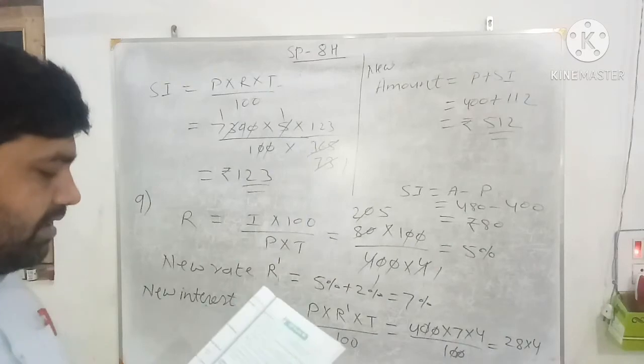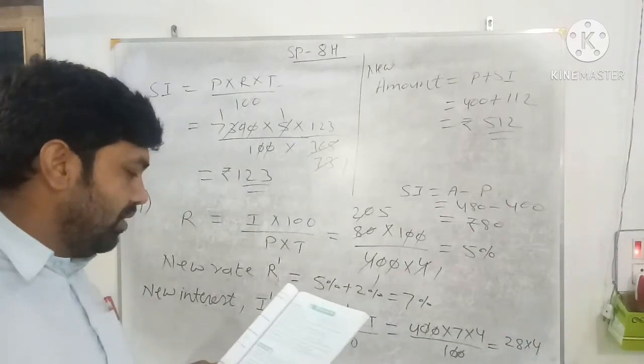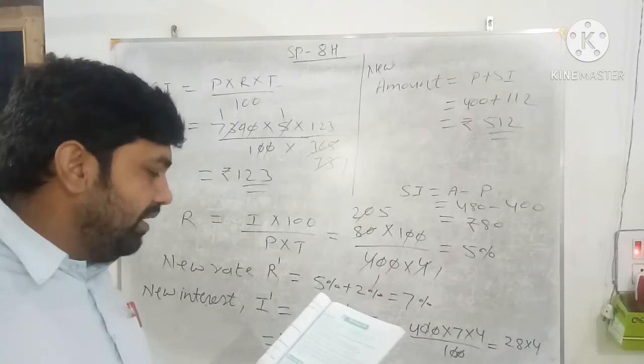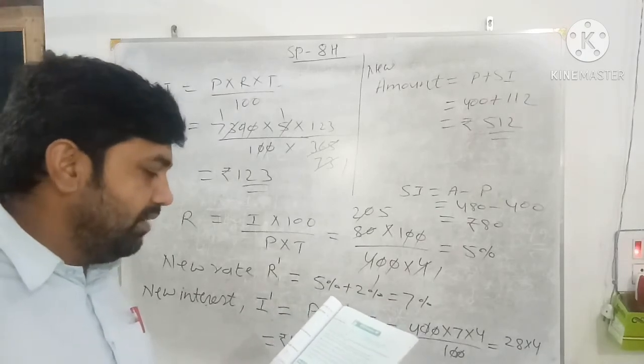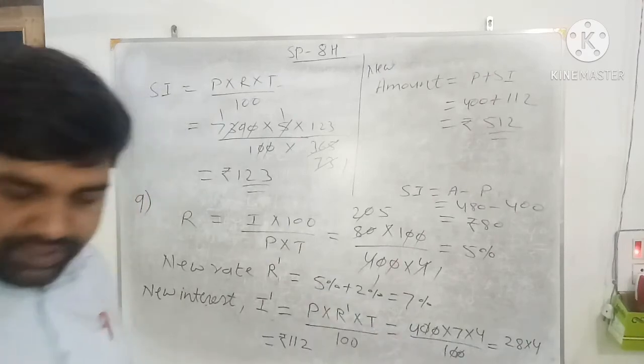When a certain sum of money, the simple interest at the end of 6 1 by 4 years becomes 3 by 8 of the sum. So simple interest is 3 by 8 of the principal. Okay, so find the rate of interest. So very easy this question also, how you do, see.